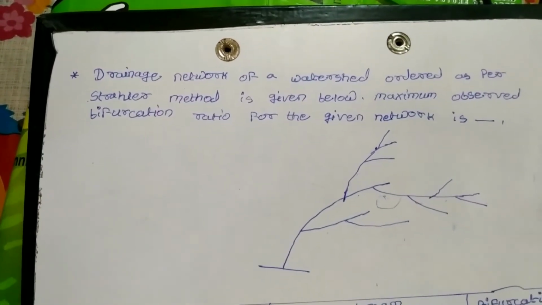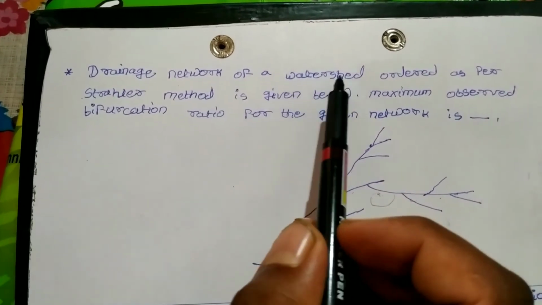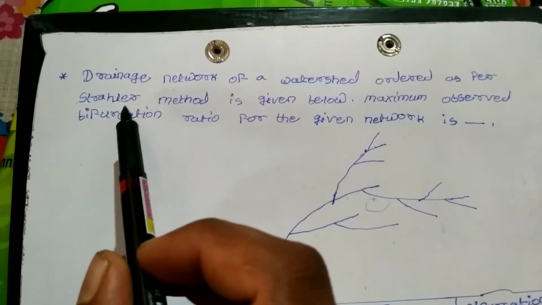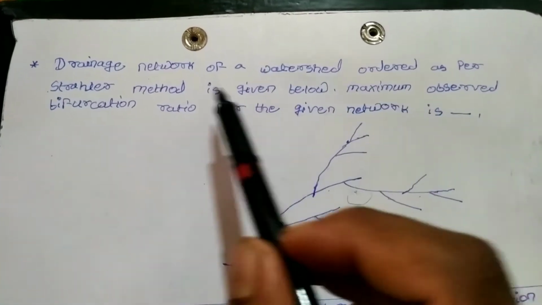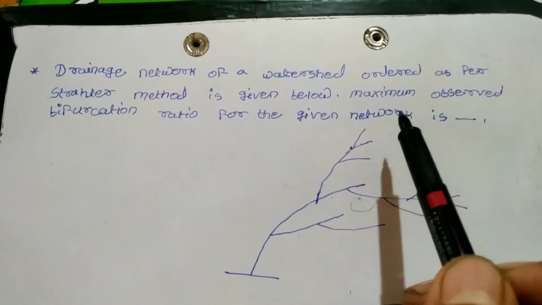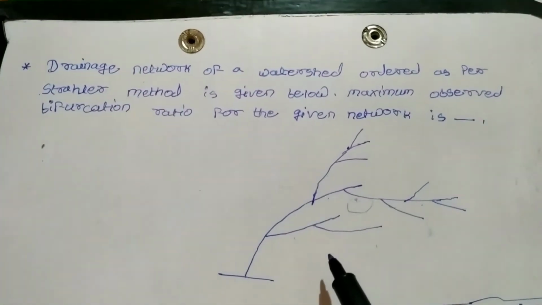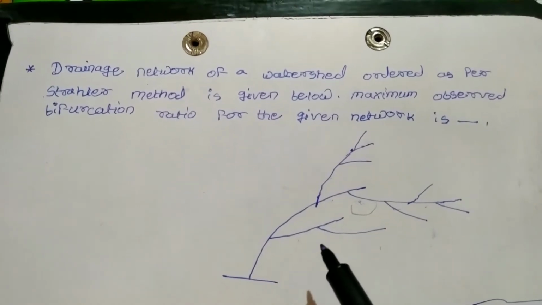Now let's go to the second problem. The second problem is: the drainage network of a watershed, ordered as per the Strahler method, is given below. The maximum observed bifurcation ratio for the given network is. So this is a drainage network. First we have to give numbering.